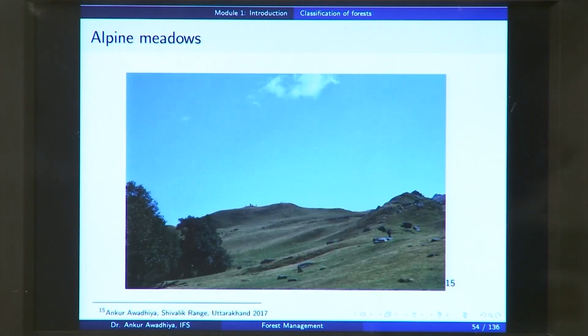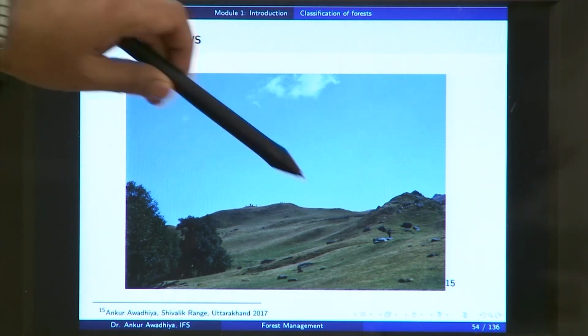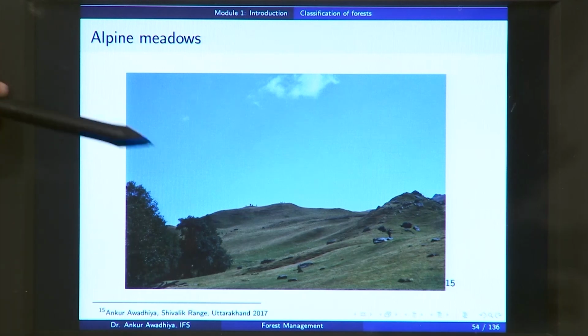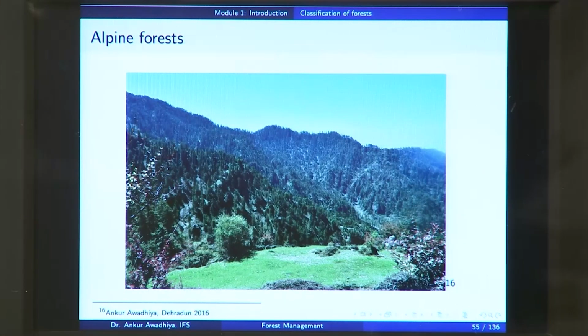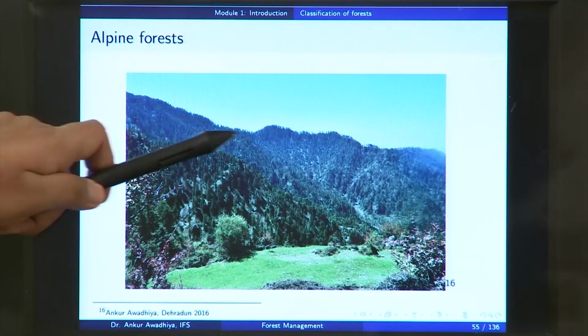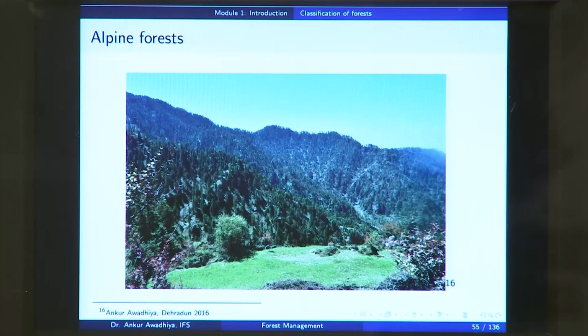This is another alpine meadow from the Shivalik range of Uttarakhand. Here again you can see that mostly it is grasses and some other stunted vegetation. Now, if we have a look at the alpine forests, here we find that you have some grasses, but mostly you will also see the coniferous trees. This picture is taken from Dehradun forest, and this is an alpine forest.